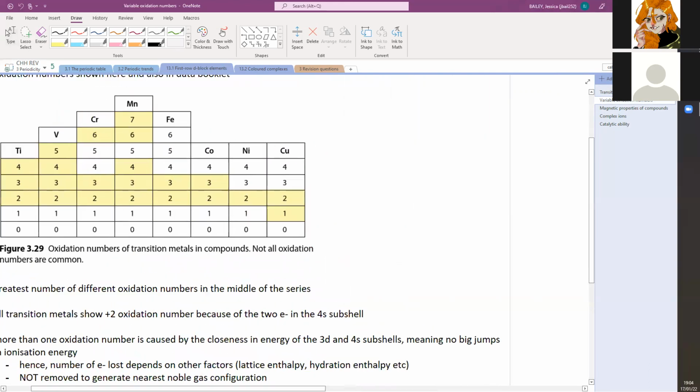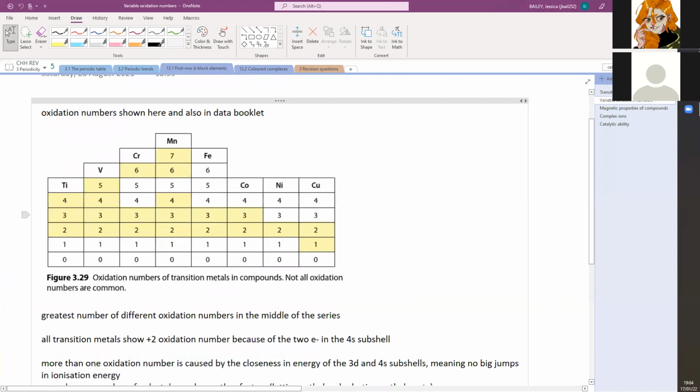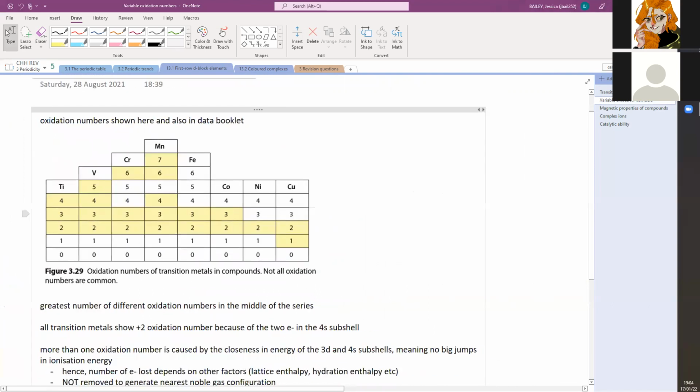This is a table that's available in your data booklet, so don't fret. I've never seen a question that needs it. It just shows that there's variable oxidation states for every single transition metal, and see, copper has the advantage of being able to do this.